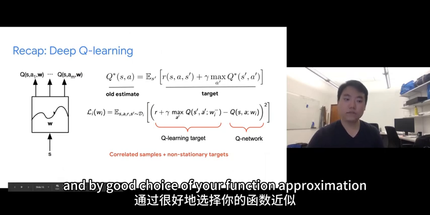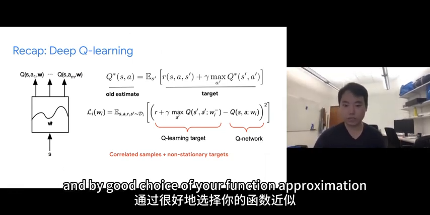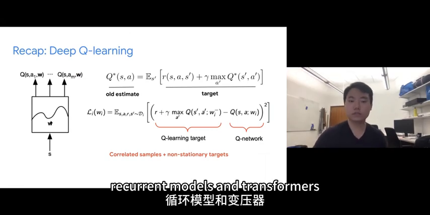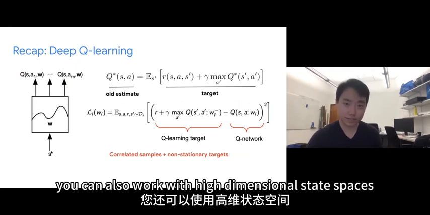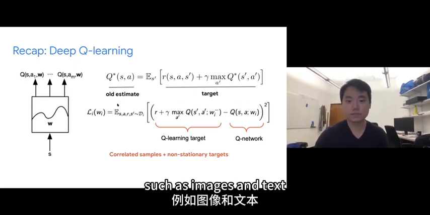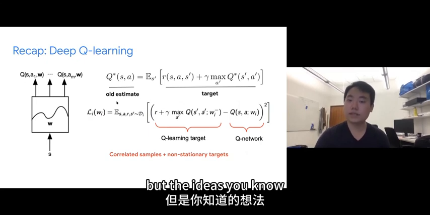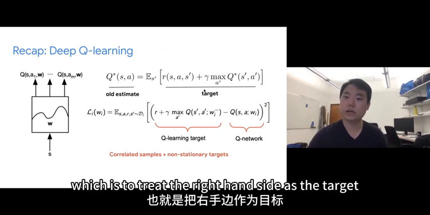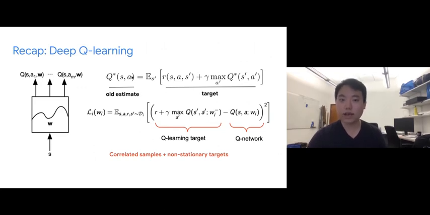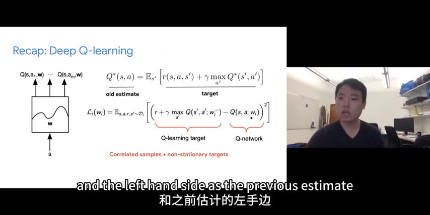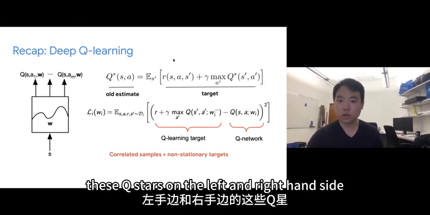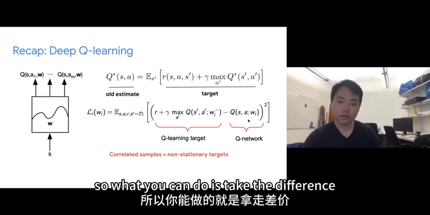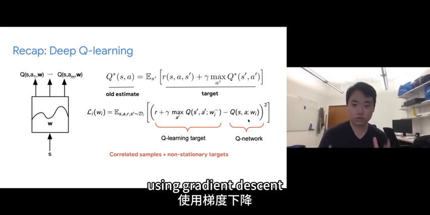And by good choice of your function approximation, be it convolutional networks or recurrent models and transformers, you can also work with high-dimensional state spaces such as images and text. But the optimization has the same ideas, which is to treat the right-hand side as a target and the left-hand side as the previous estimate. We know that at optimality, these Q stars on the left and right-hand side should be equal. So what you can do is take the difference and try to minimize that to 0 using gradient descent.